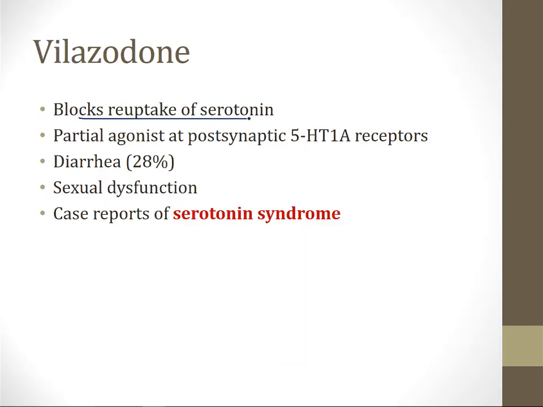Vilazodone blocks the reuptake of serotonin much like SSRIs. It's also a partial agonist to a subtype of serotonin receptors called the 5-HT1A receptor. The main side effects of this drug are similar to side effects of SSRIs. It can cause diarrhea in about a third of patients. It can cause sexual dysfunction, and there are case reports of patients taking vilazodone who develop the serotonin syndrome.